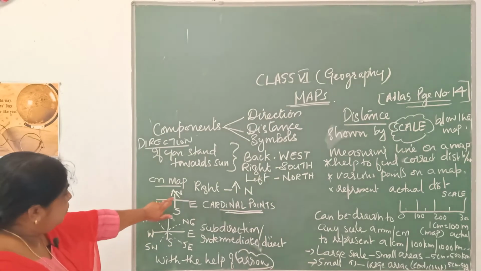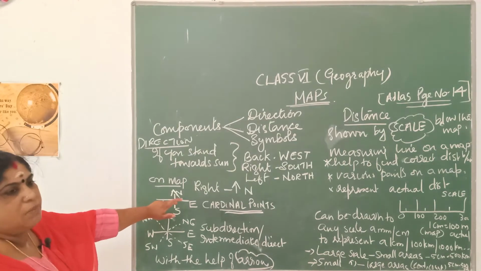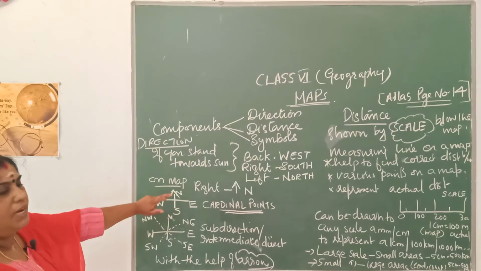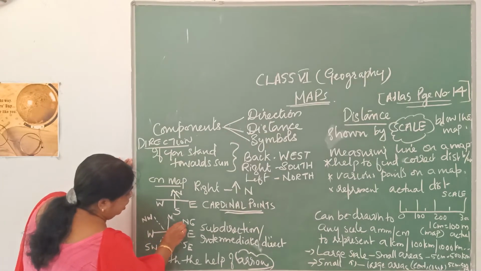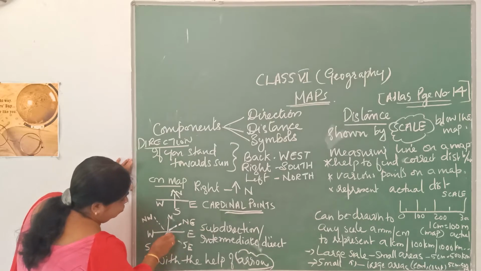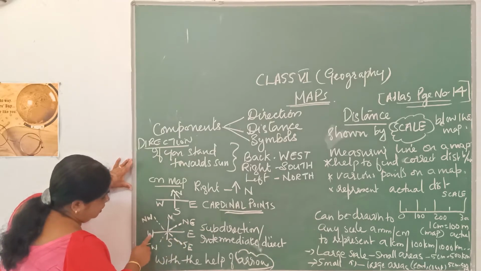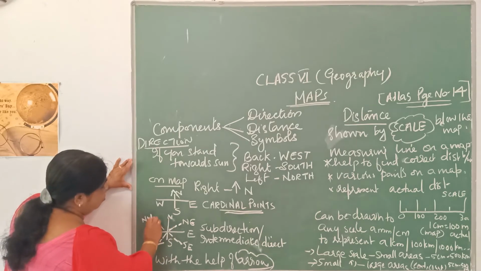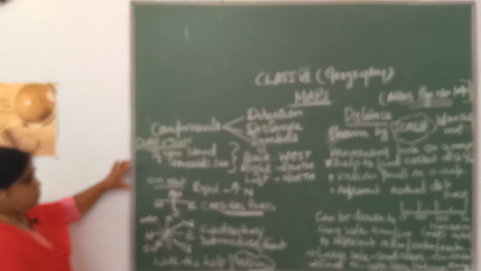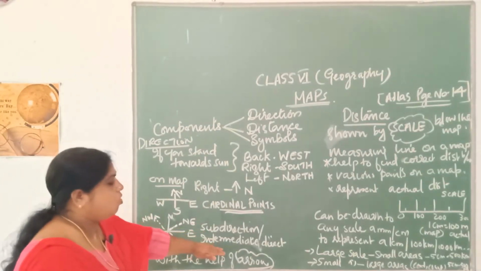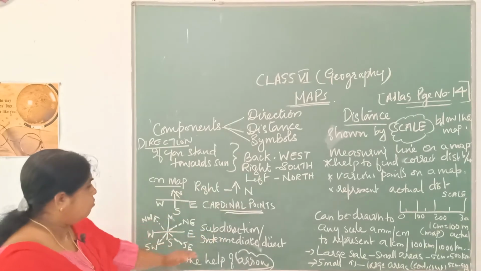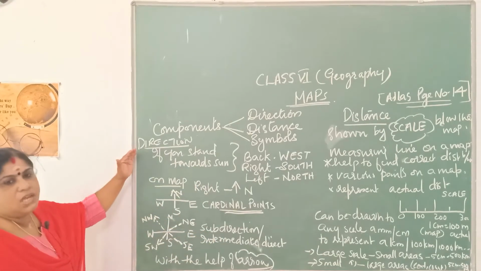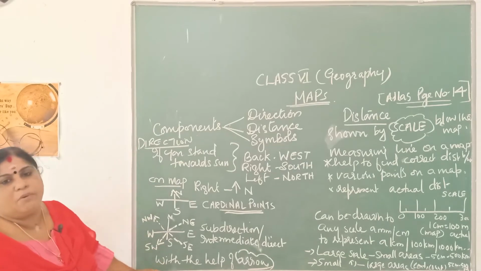Now, in between these cardinal points there are also sub directions which are called intermediate directions. The area between north and east is called northeast, between south and east southeast, between south and west southwest, and between north and west northwest, which are called the sub directions or the intermediate directions. So, you can conclude that directions are normally pointed out with the help of an arrow.